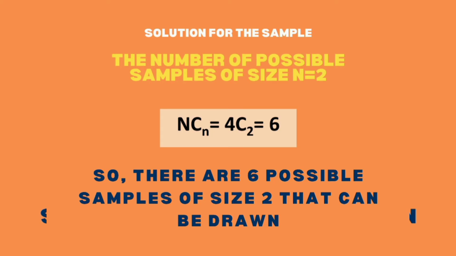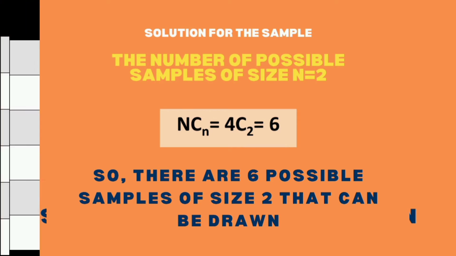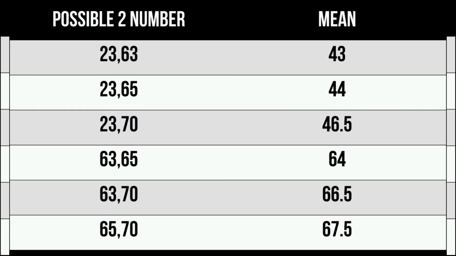To construct the table for the sampling distribution of the sample means, we need to determine the number of possible samples by using the formula NCn. Thus, we have obtained a total of 6 possible samples. After that, we will list down the possible samples and their corresponding means. To solve for their mean, we need to add the 2 possible numbers and divide it by 2.